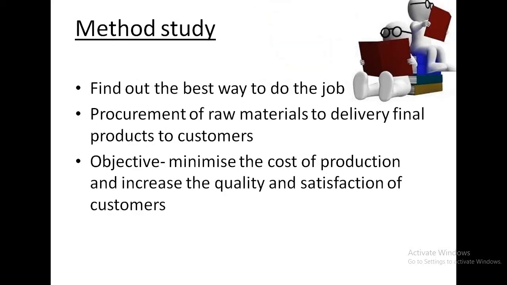Next is method study. So the object of method study is to find out the best way of doing the job. There are many methods of doing the job, and to determine the best way there are several parameters. Right from the procurement of raw materials till the final product is delivered to the customer, every activity is part of method study. The object of the whole exercise is to minimize the cost of production and maximize the quality and satisfaction of customers.